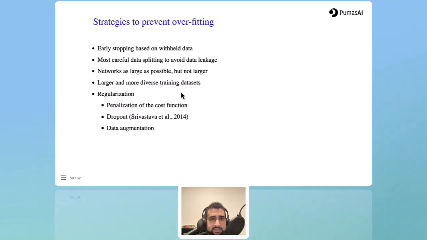So there are many techniques to try and reduce overfitting, but perhaps the most interesting for DeepPumas users, and maybe ones to try, would be this early stopping based on withheld data, and some regularization, which is again automated for you, as well as just trying small neural networks as much as possible. So these are maybe the most common techniques that we tend to use in DeepPumas.